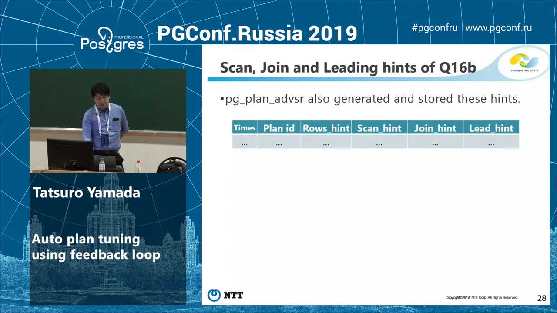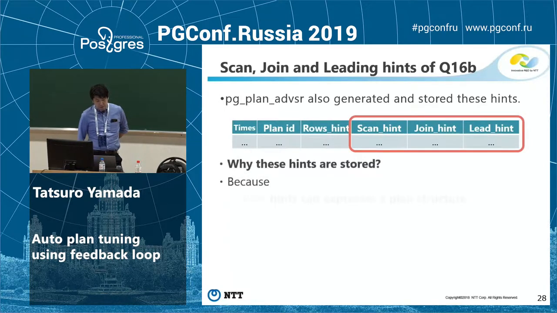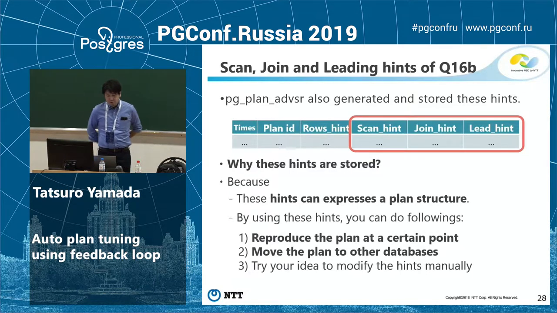Actually, PGPlan Advisor also stores these hints. What is this for? That is to make it possible to restore plans from plan history. These hints have the ability to express a plan based on plan IDs. So you can reproduce the plan at a certain point by using these hints.